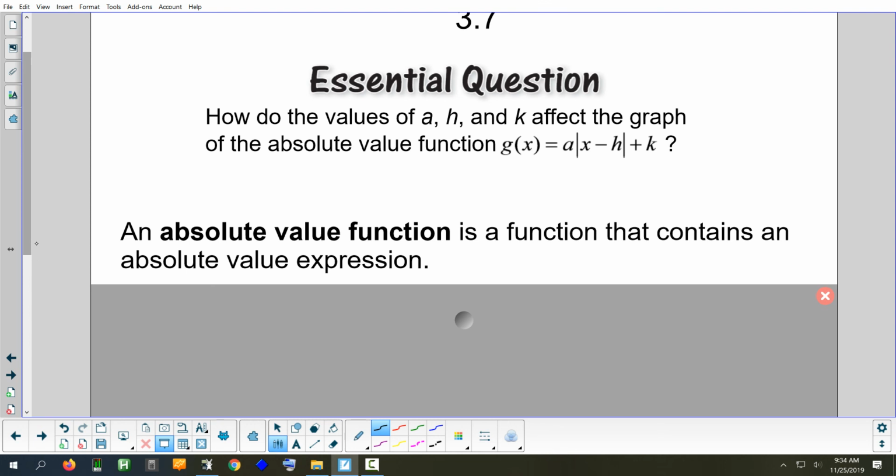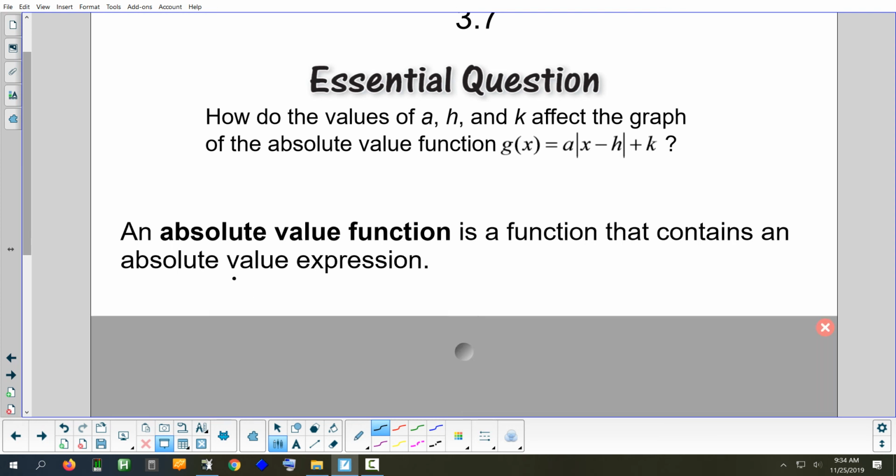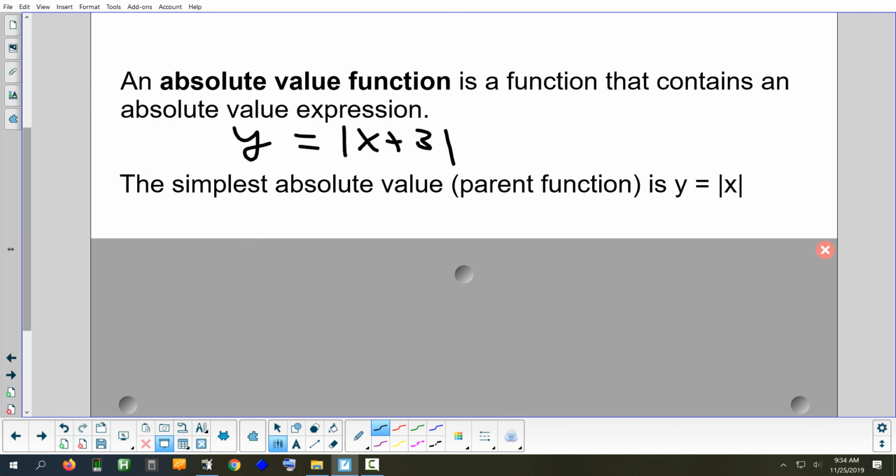So, an absolute value function is basically anything that has an absolute value in it, like this. That's an example of an absolute value function. If you want to write down that example, you can, but we're going to do lots of examples, so you don't really need to. Where it says the simplest absolute value function, the first line on your guided notes, you want to write that in.